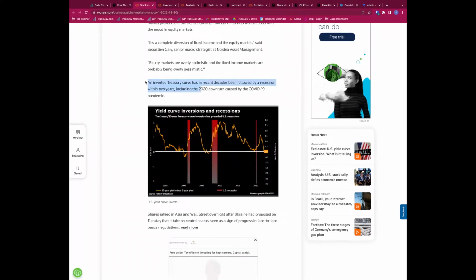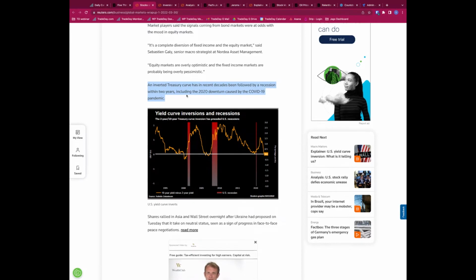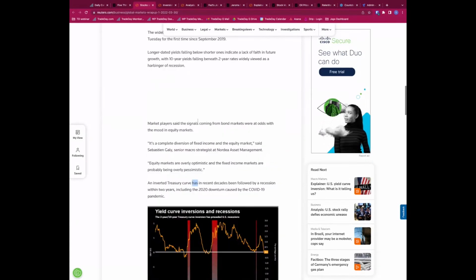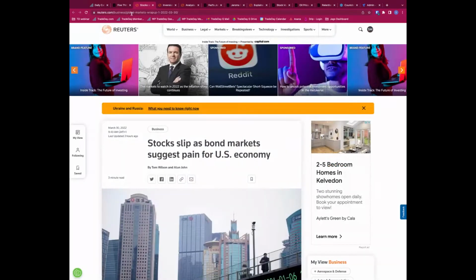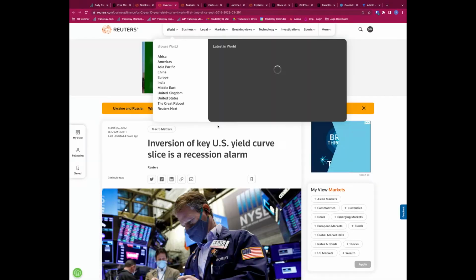An inverted Treasury curve has in recent decades been followed by a recession within 2 years, including the 2020 downturn caused by the COVID-19 pandemic. It's not been always. There have been a few occasions where it's just inverted and the market hasn't seen a recession within a couple of years.